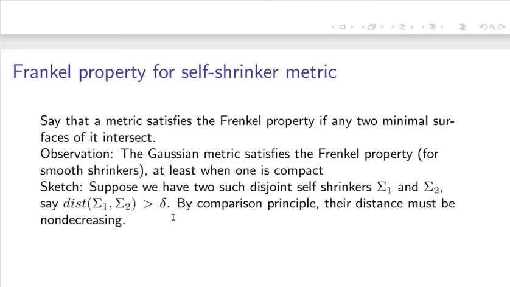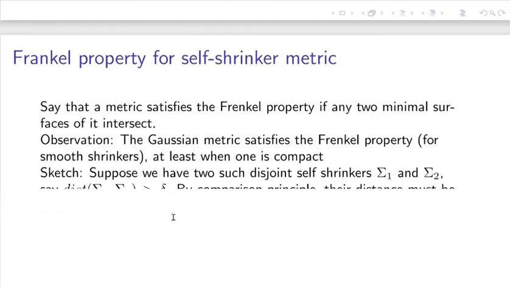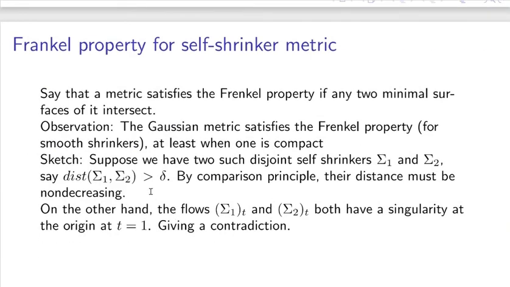All right, the comparison principle being the thing that we use to show that compact hypersurfaces must develop a singularity in finite time, by enclosing it in a sphere. It was that principle. So the distance has to be non-decreasing, but on the other hand, the flows both have a singularity at the origin after 1 second. That means that there actually must be points coming together as we approach t equals 1, and this gives a contradiction.